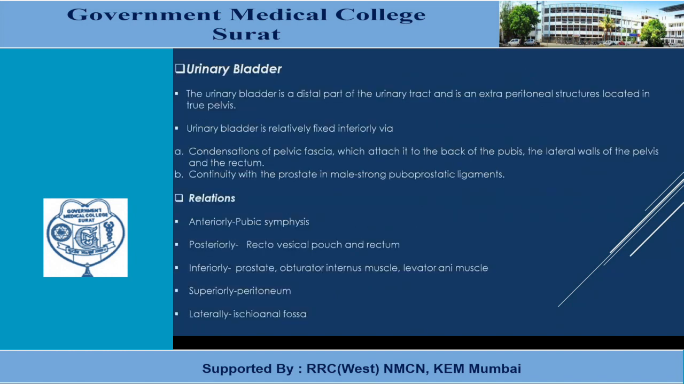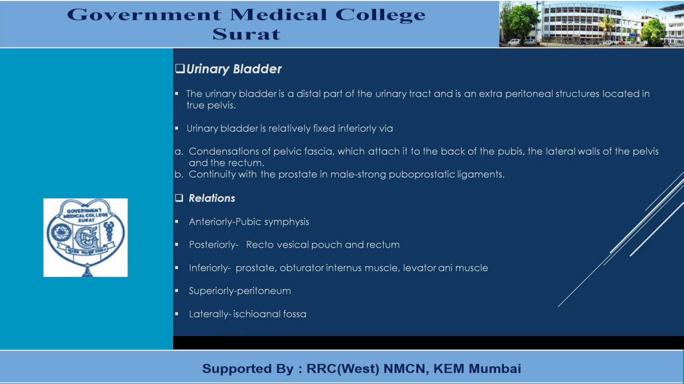The urinary bladder is the distalmost part of the urinary tract, and it is an extraperitoneal structure located in the true pelvis. The urinary bladder is fixed inferiorly via condensation of pelvic fascia, which attaches it to the back of the pubis, the lateral wall of the pelvis and the rectum. Continuity with the prostate in males is seen with the strong puboprostatic ligaments.